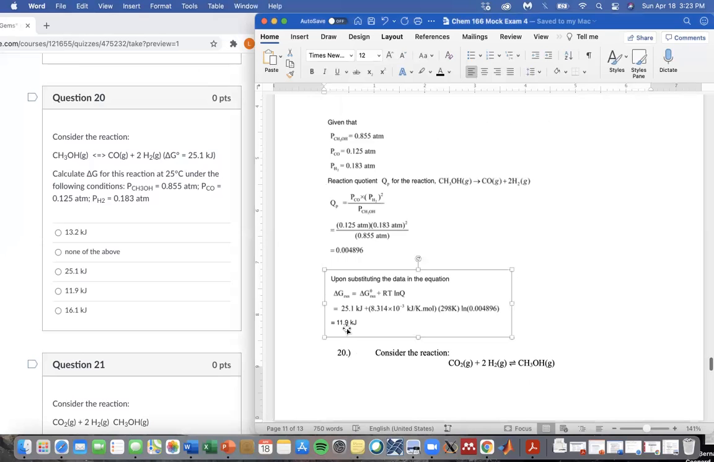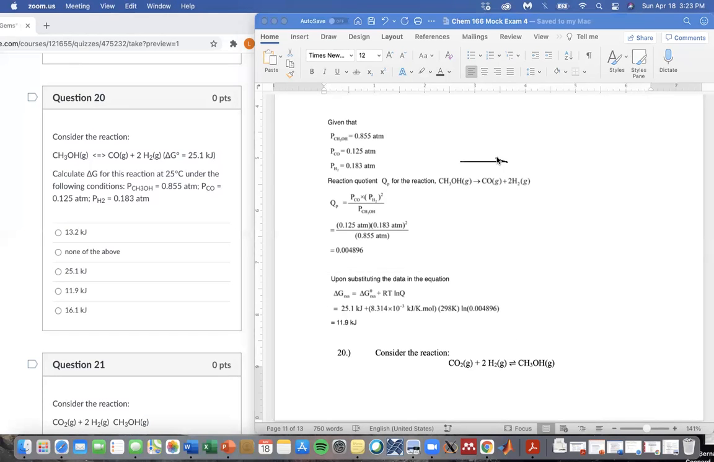If your delta G is 11.9 kilojoules, is your reaction going to be spontaneous or non-spontaneous? Exactly, it's non-spontaneous, because it's a positive delta G. So does that mean this reaction is going to proceed in the forward direction, to the CH3OH side? Or does it actually mean that it should probably be proceeding in the reverse reaction if this way is non-spontaneous?